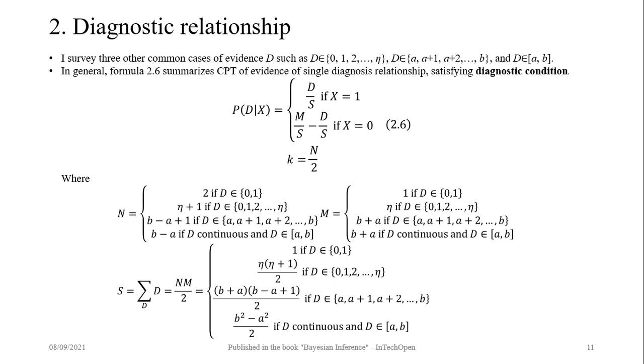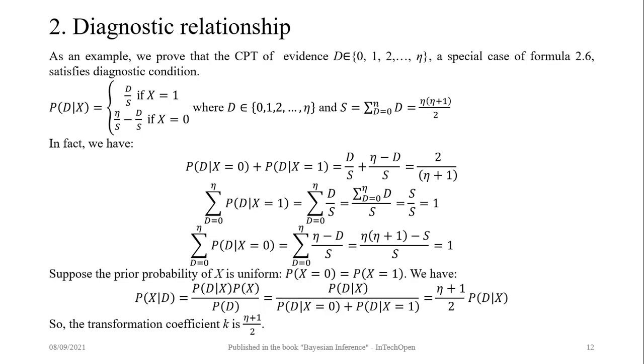I surveyed three other common cases of evidence D, such as D belongs to {0, 1, 2, 3}, D belongs to {a+1, a+2, b}, and D belongs to the interval [a, b]. In general, formula 2.6 summarizes the similarity of evidence of a single diagnostic relationship satisfying the diagnostic condition. You can see equation 2.6. As an example, we write up the similarity of evidence D belongs to {0, 1, 2, 3}, a special case of equation 2.6, satisfying the diagnostic condition.